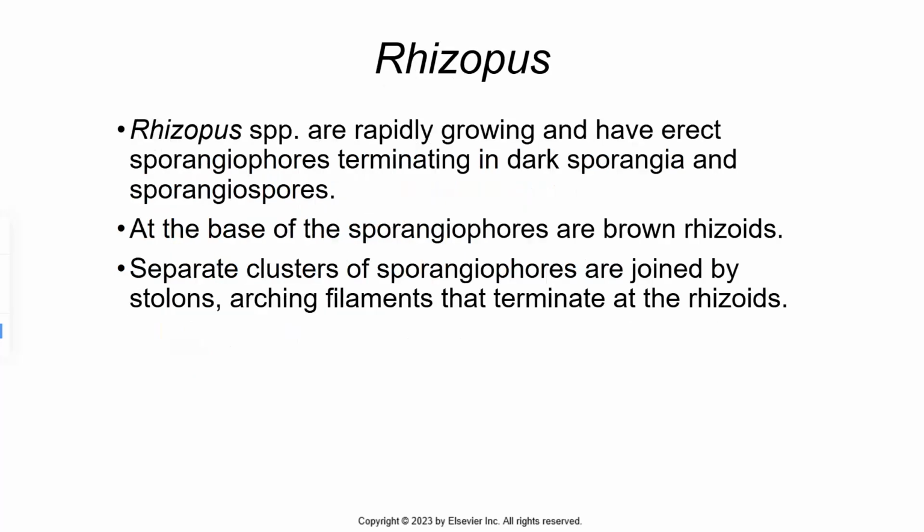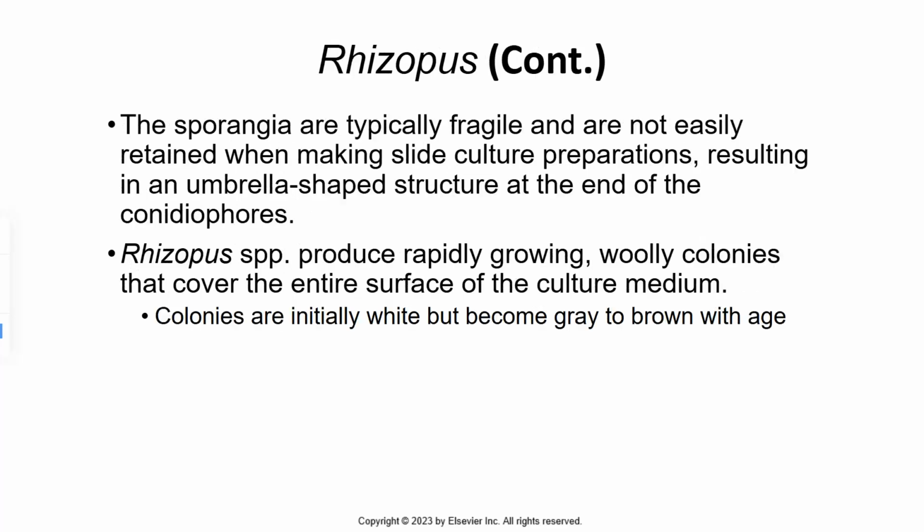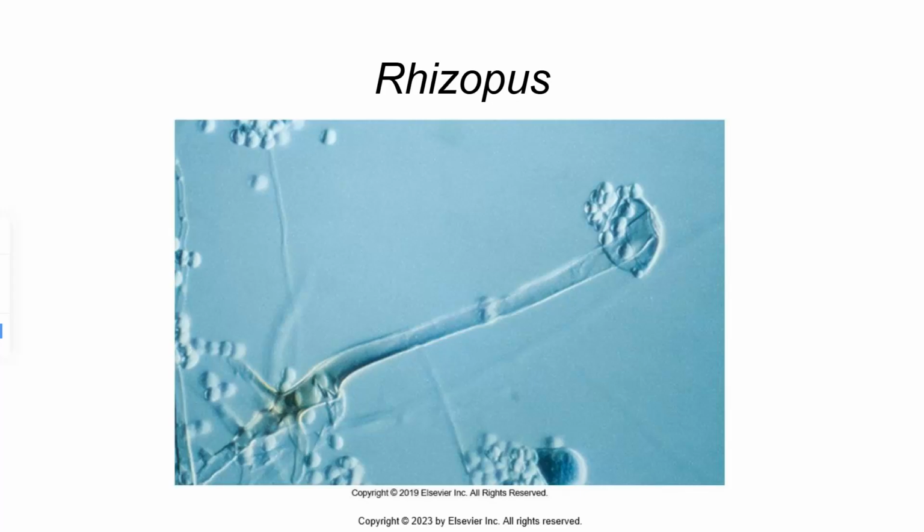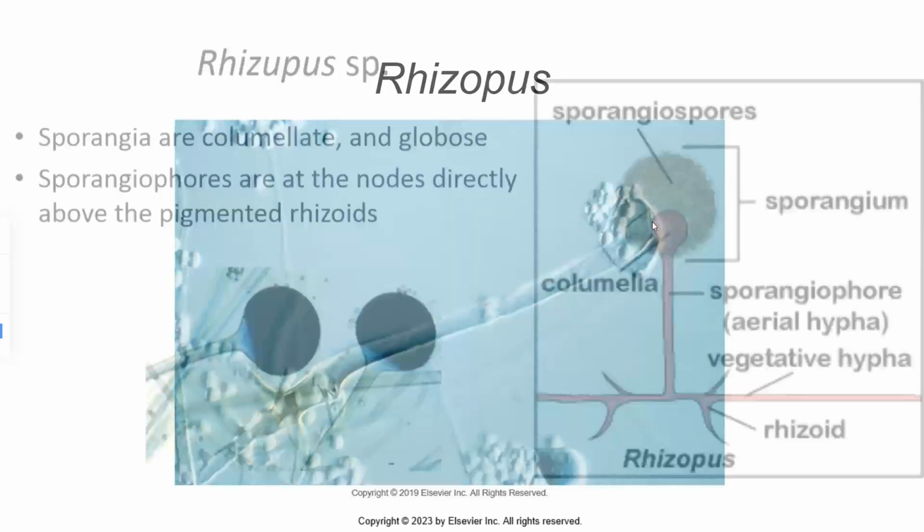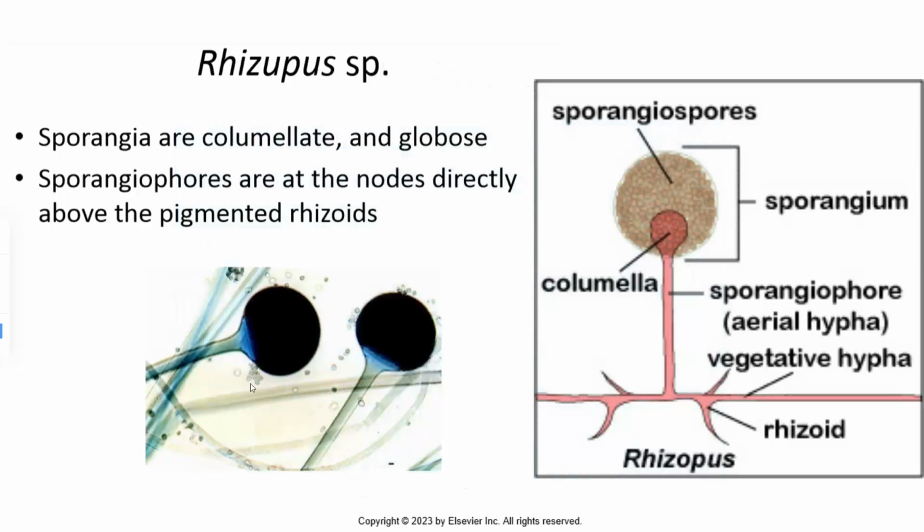The rapidly growing colonies have erect sporangiophores terminating in dark sporangia. At the base of the sporangiophores are brown rhizoids. Sporangia are typically fragile and do not easily remain intact when making slide culture preparations, resulting in an umbrella-shaped structure at the end of the sporangiophores. So this is a picture of that, and you can see they've collapsed a little bit during the process. And here is a picture of them still intact. Rhizopus is one that you had to identify when we were going through basic skills for mycology.